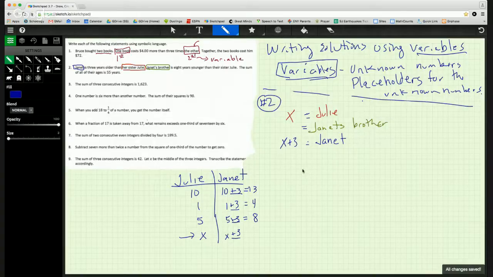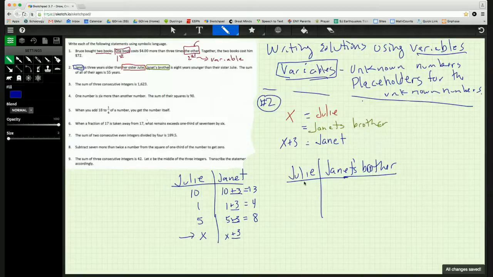Okay. So now Janet's brother. Let's look and see if we can figure out Janet's brother. So Julie, again, let's just write this up. Julie and Janet's brother.